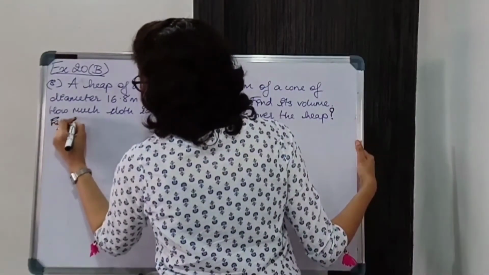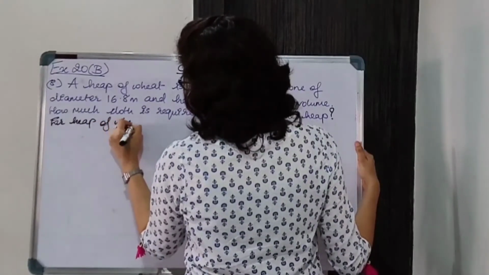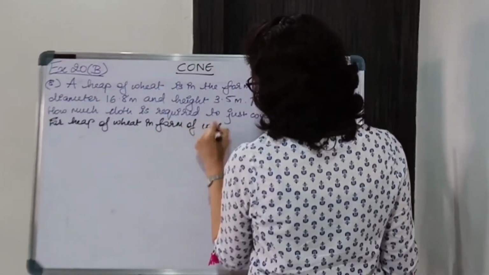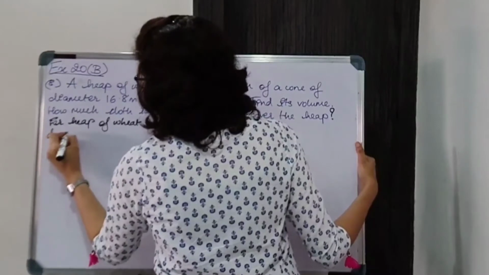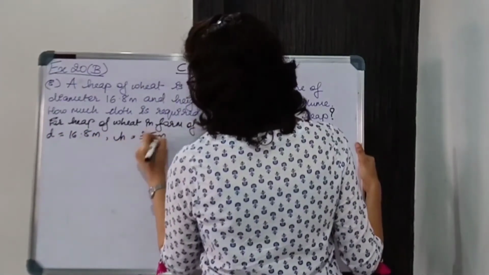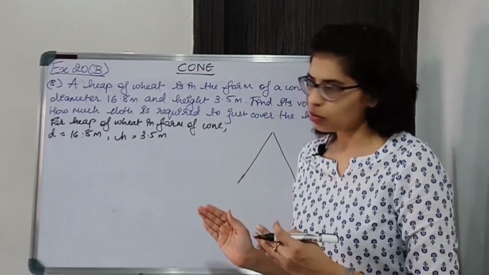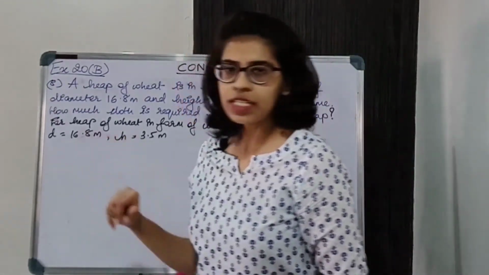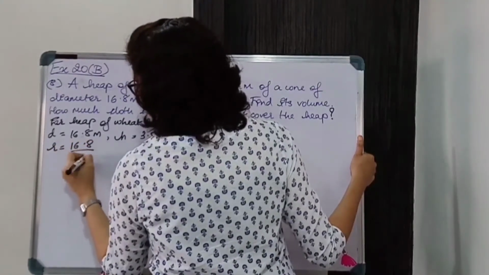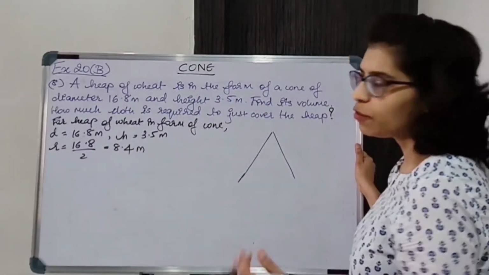So for heap, we are given D equal to 16.8 meter and H equal to 3.5 meter. We have to find the volume. For volume we require only R and H. Okay, so D से H मिल जाए, R मिल जाएगा. So R is 16.8 upon 2, that is 8.4 meters. Okay, we have to find the volume in first part.